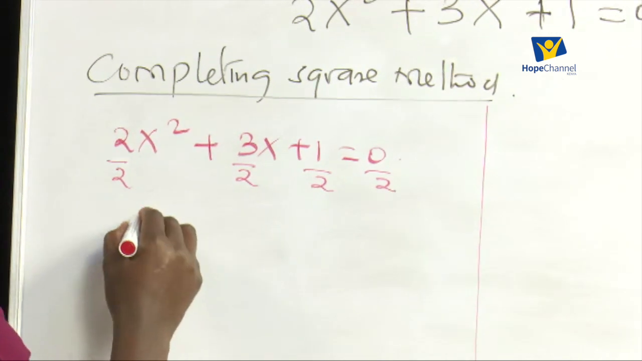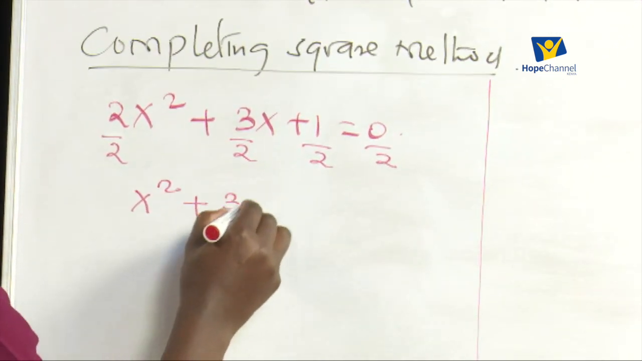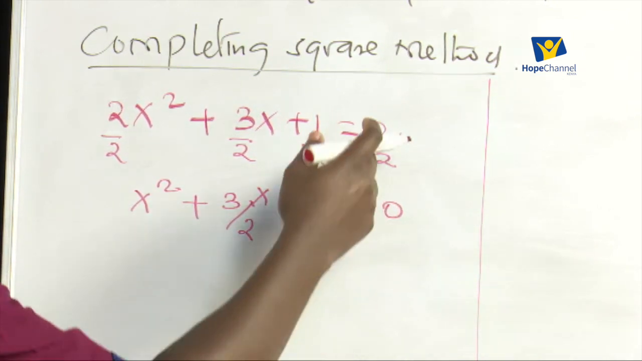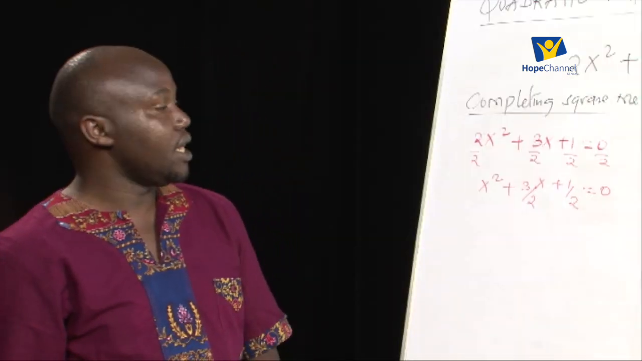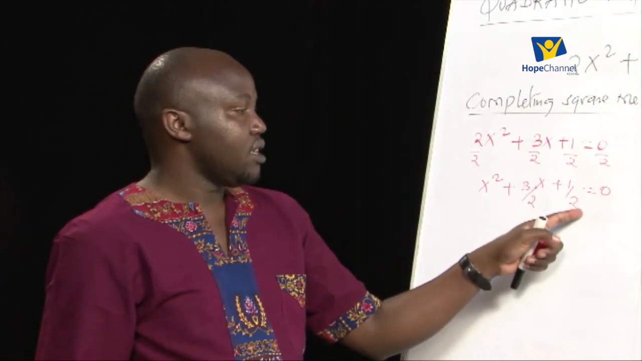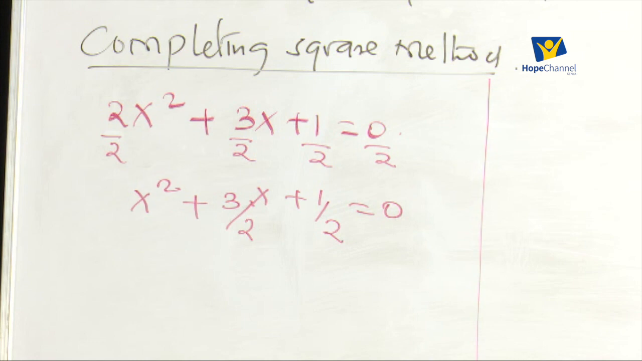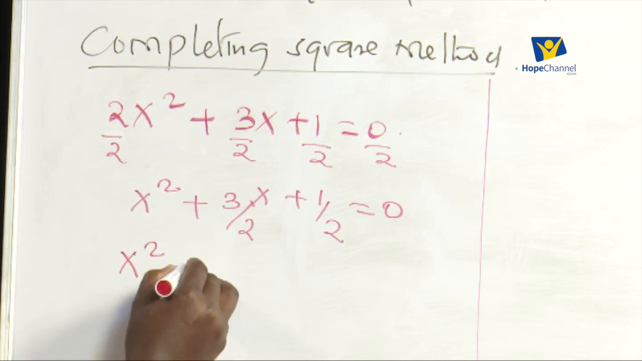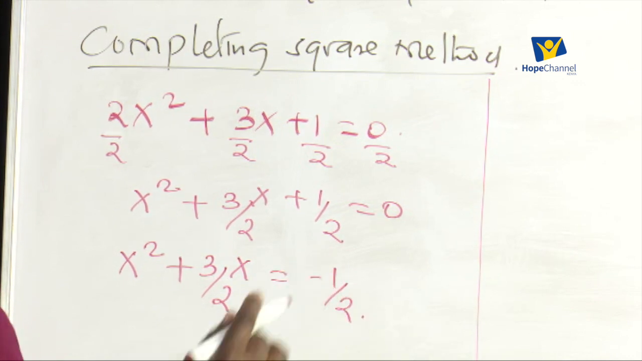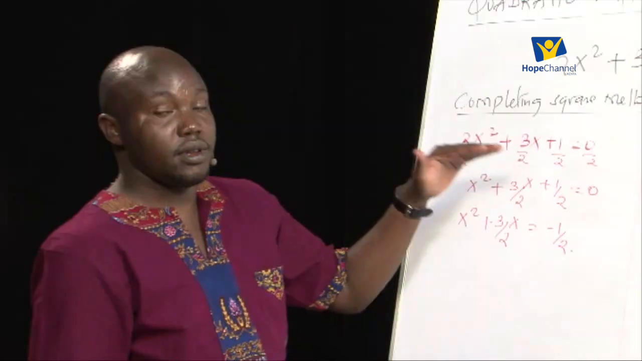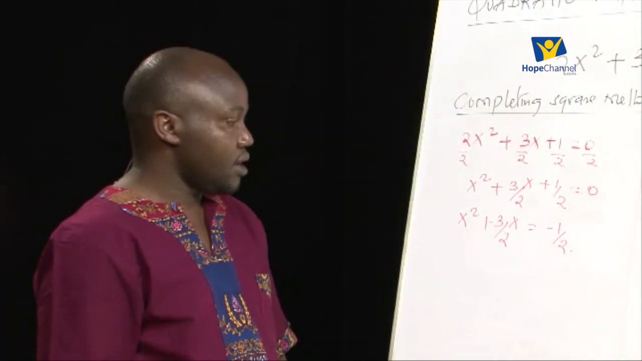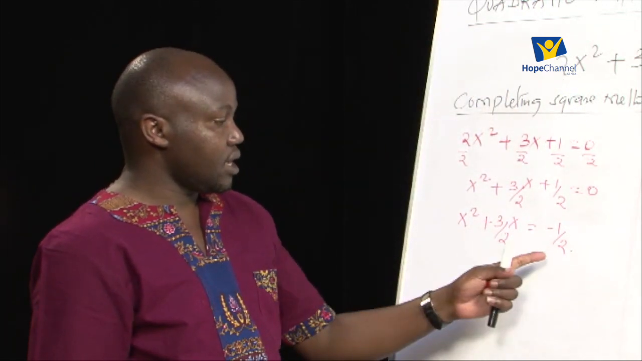So I'm going to have x squared plus 3 over 2x plus a half is equal to 0. 0 divided by 2 is 0. Then next step, take the constant c to the other side of the equal sign. Therefore I'm going to have x squared plus 3 over 2x is equal to negative a half. I'm just taking you step by step so that you understand the rules and how they apply in any given question.